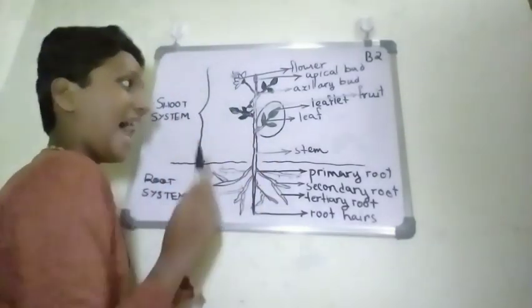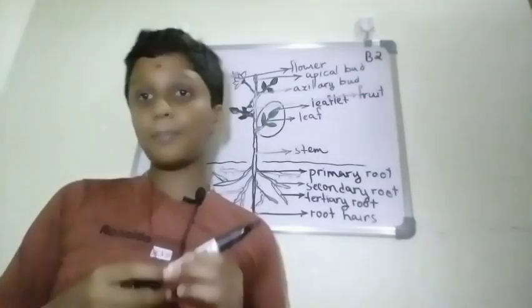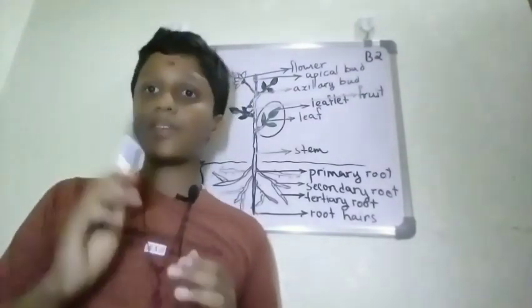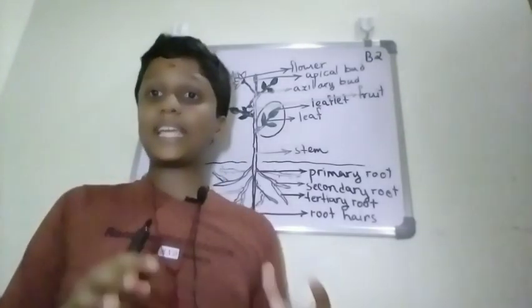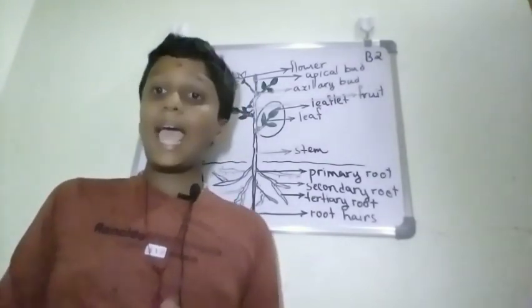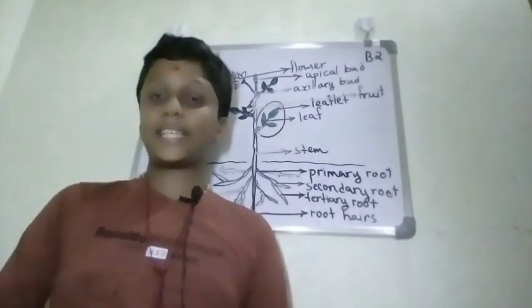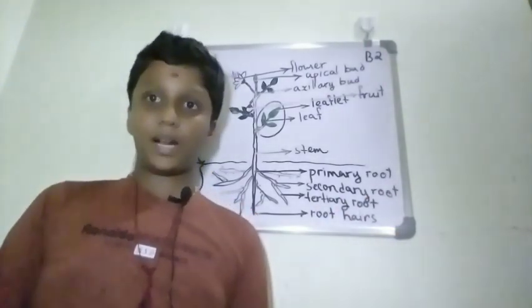And next we have the axillary bud. The axillary bud is found at leaf angles, and it helps in the creation of other leaves and branches.